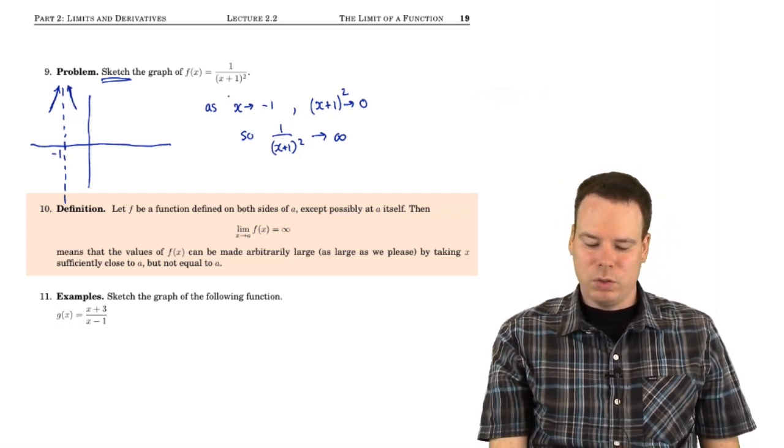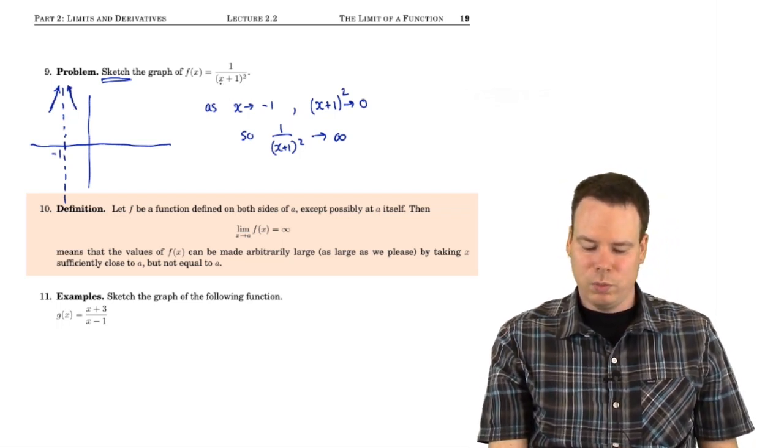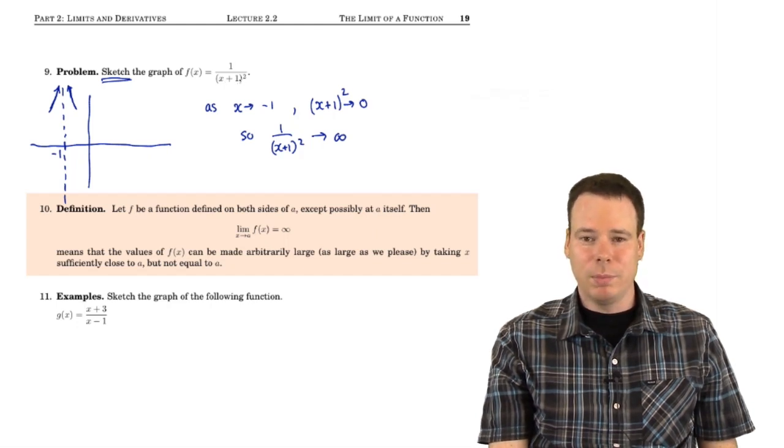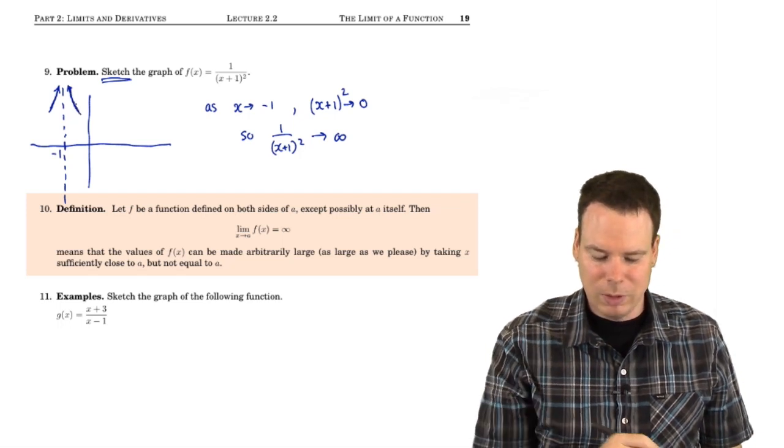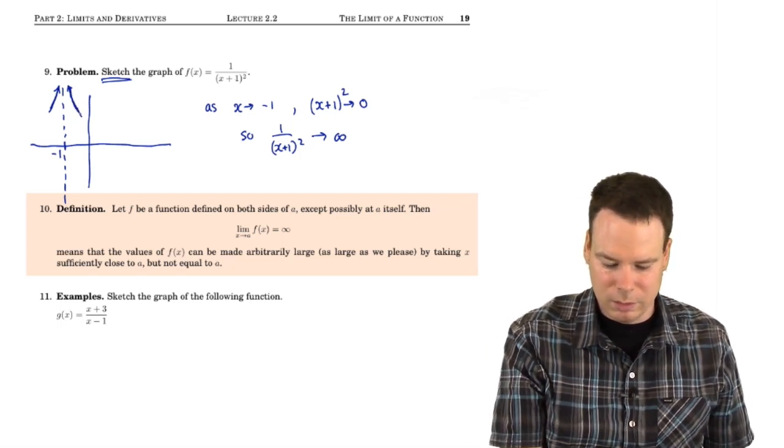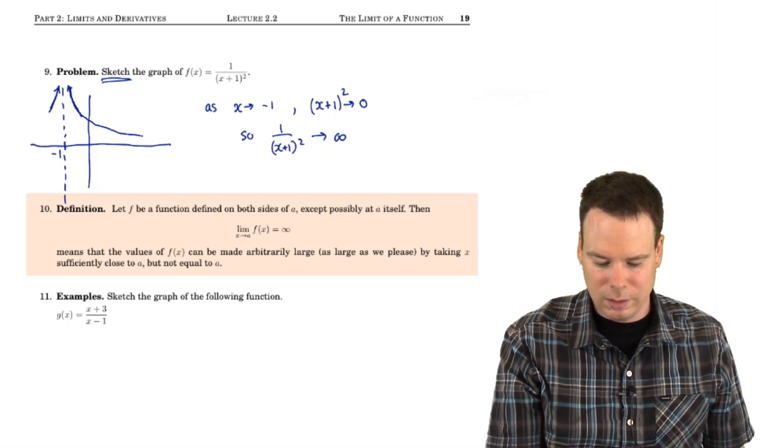Now what about as x gets really big? As x gets really big, x plus 1 is really big, squaring it's really big, 1 over a really big number is a really small number. So these things seem to be getting small as x heads off to infinity.